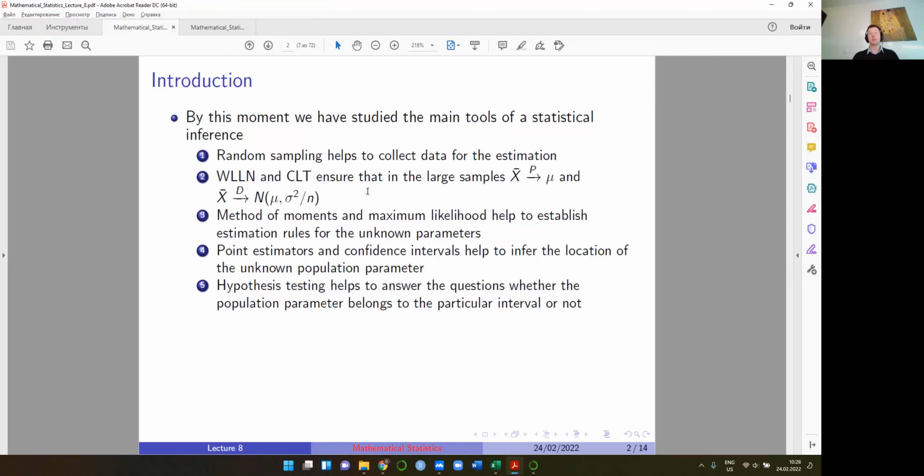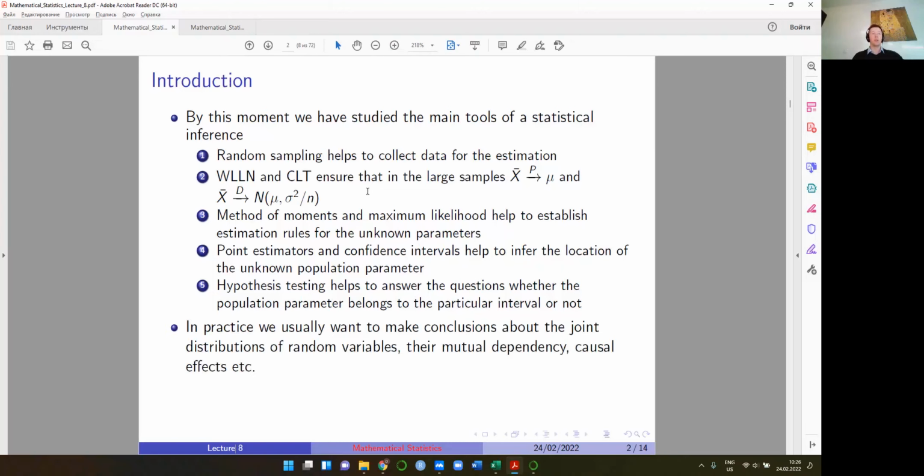So we have discussed in the last lecture of econometrics what practical questions we can pose about the causal relationship between treatment and the result, and about the causal relationship between different variables. So basically, in practice, we want to make conclusions about the joint distributions of random variables. So not only one, and we are not interested in the particular parameter of a variable.